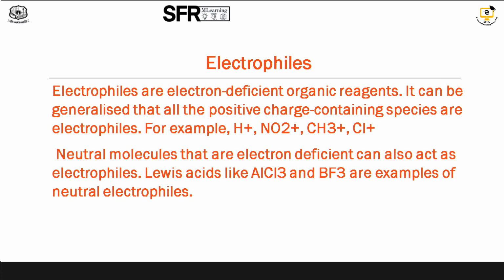Now what is an electrophile? These are electron deficient organic reagents, that is, electron loving species. Philic means liking. So it can be generalized that all positively charged species are electrophiles. For example, H plus, NO2 plus, the nitronium ion, CH3 plus, the methyl cation, then Cl plus, the chloronium ion. And they may also exist as neutral molecules. Lewis acids like aluminum trichloride and boron trifluoride are examples of neutral electrophiles.